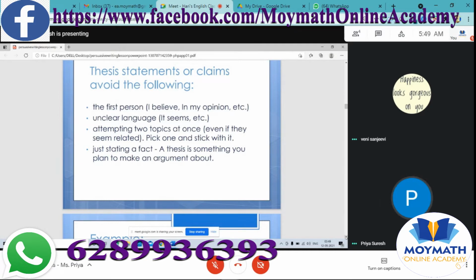Attempting two topics at once: pick one and stick to it. Just stating a fact is not something you plan to make an argument about. Now, suppose you ask a small child, do you love your mother or your dad? The child will be very diplomatic. He will say, I love both my parents. So that stand cannot be taken if it is an argument or a debate. Do you agree with me? Yes. You have to pick one and then stick to it.